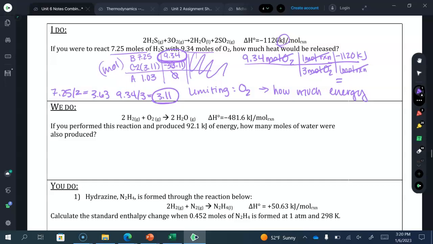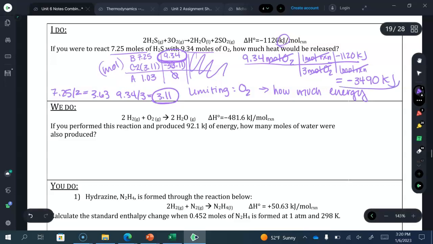So this is going to be 9.34 divided by 3 times the negative 1120 kilojoules. You should get negative 3490 kilojoules, and the negative sign tells us it is released. If you forget the negative sign, you need to say "is released." Okay, but the negative sign lets us know that that's happening.